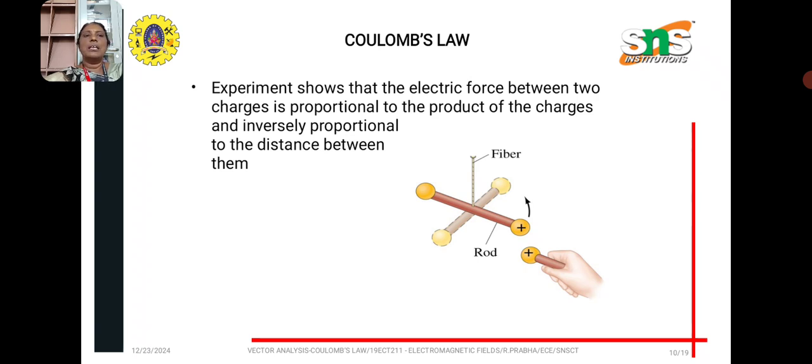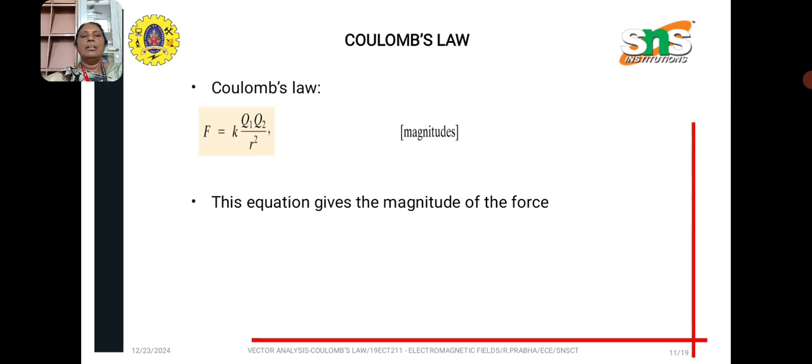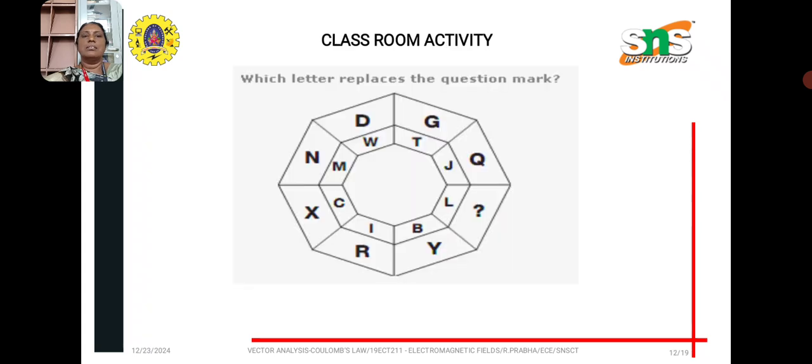Coulomb's law describes the electric force between two charges. It explains that the force between the two charges is proportional to the product of the charges and inversely proportional to the square of the distance between them. In mathematical form, Coulomb's law is expressed as F equals K Q1 Q2 by R square. Here Q1 and Q2 are the charges, R is the distance between the charges, and K is the constant.